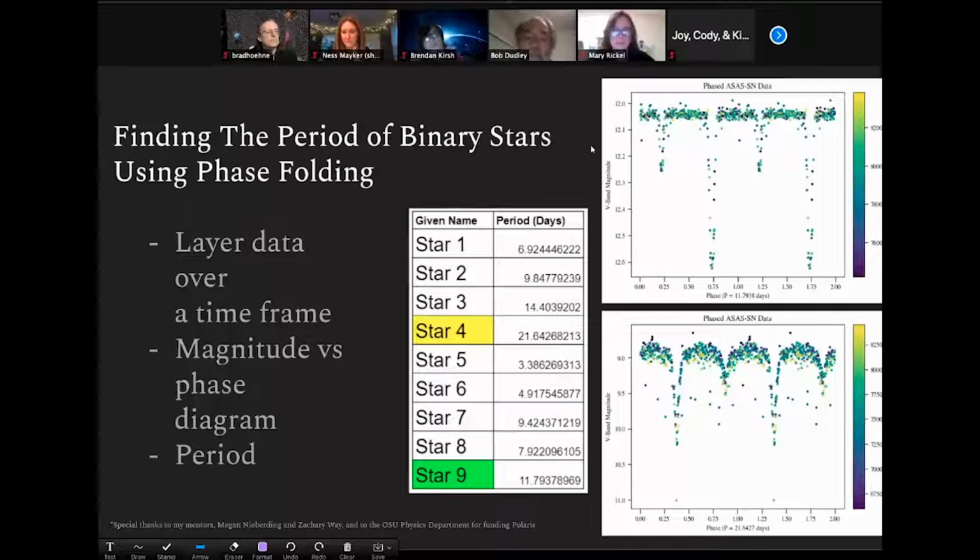For the smaller dip, do you think this is when a larger star passes in front of a little star, or when a little star passes in front of a larger star? And for this, feel free to type something in the chat or just unmute. That would honestly be easier too. So just make a guess.